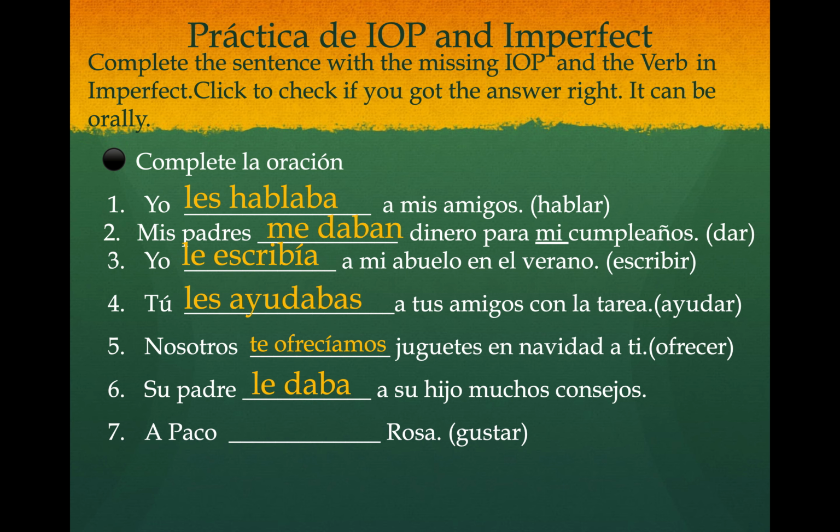What do you think number 7? What is the answer for number 7? Well, if you see the letter A, right, a Paco, and it's singular, then you know that it's going to be le, and Rosa then is going to be doing the action. So it's a Paco le gustaba Rosa.